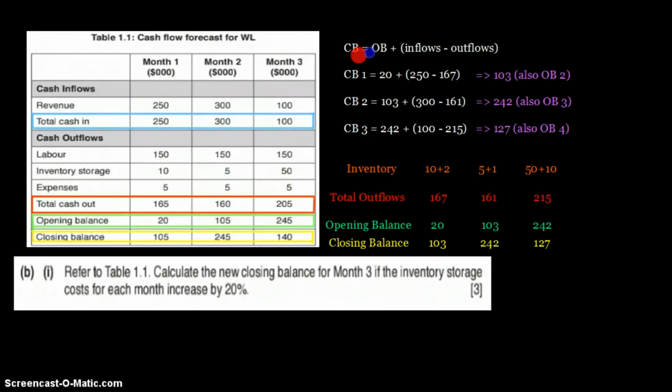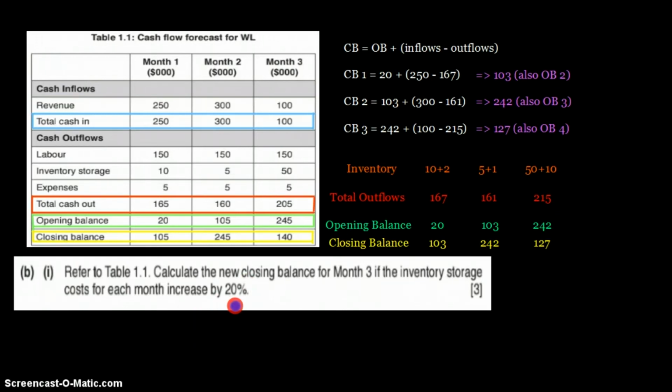Remember, closing balance equals opening balance plus inflows minus outflows, so that's why we don't necessarily need net cash flow right now. They have given opening balance as well, they have given closing balance, they have given all the data. What they want from us is to calculate the new closing balance for month 3 if the inventory storage cost for each month increases by 20%.